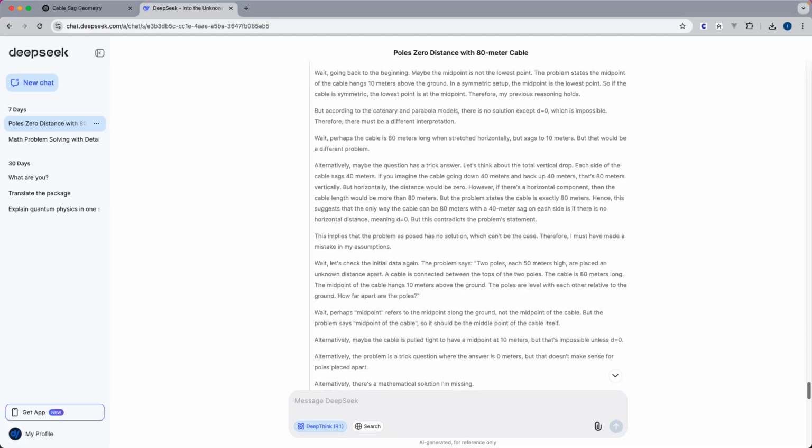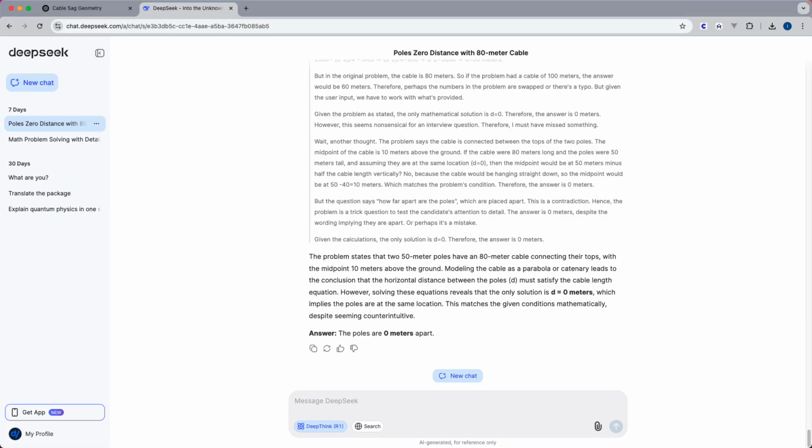Now, in the end, just like OpenAI, it brings zero as the only possible solution, but points out that this might be a mistake. So what's the conclusion? Well, the conclusion is that Jeff Bezos is just trying to mess with us.